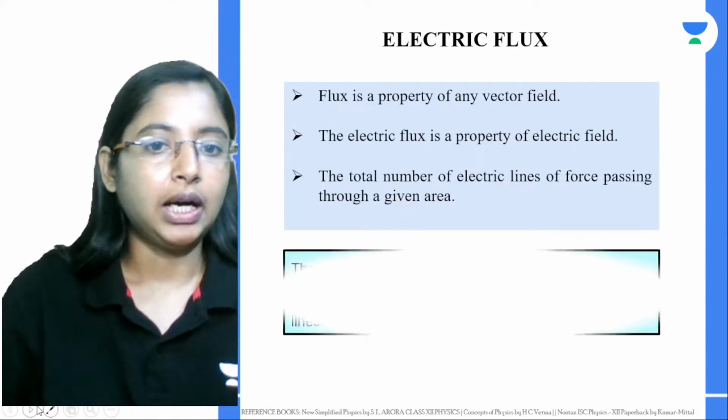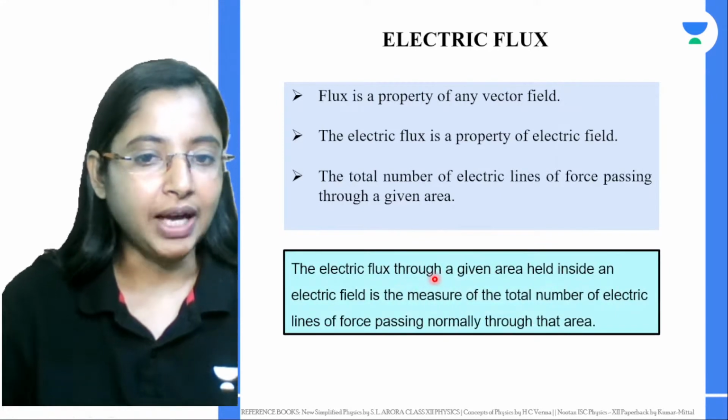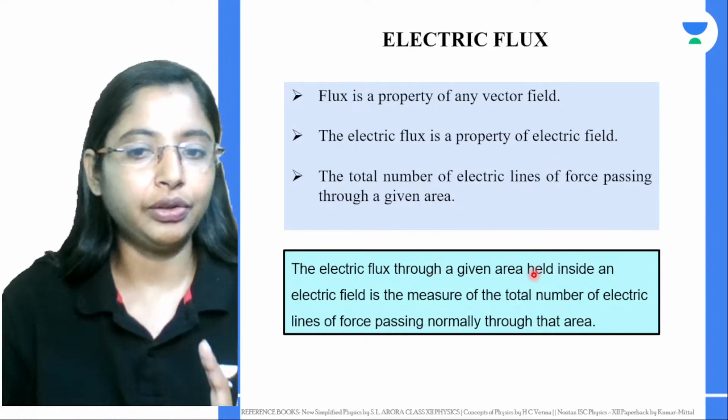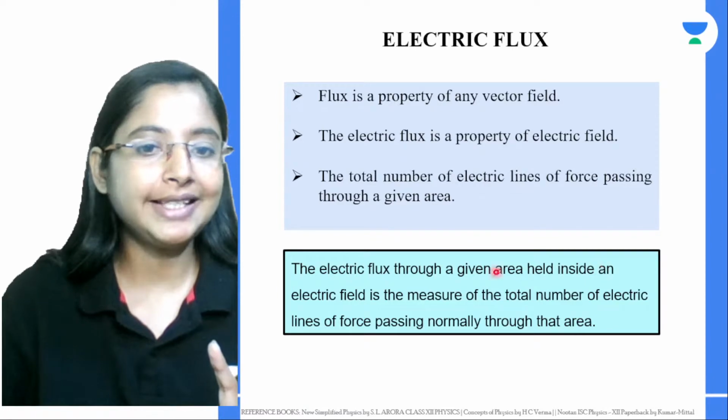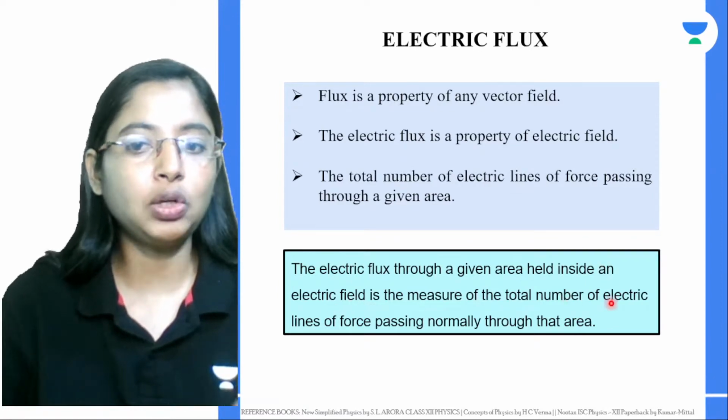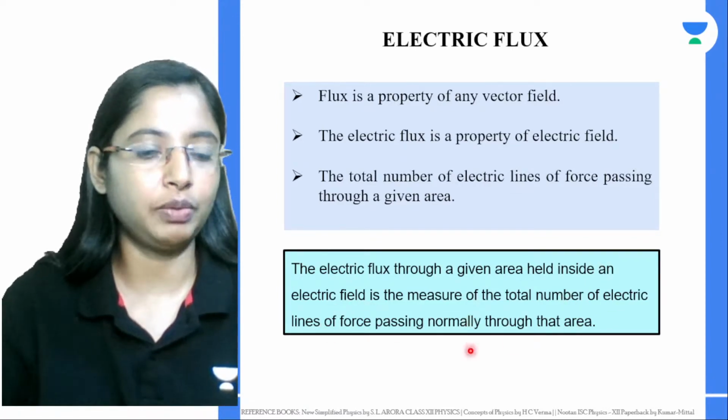So electric flux through a given area held inside an electric field is a measure of the total number of electric lines of force passing normally through that area.